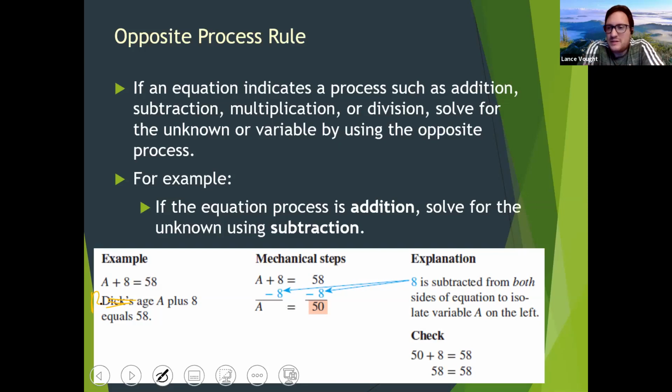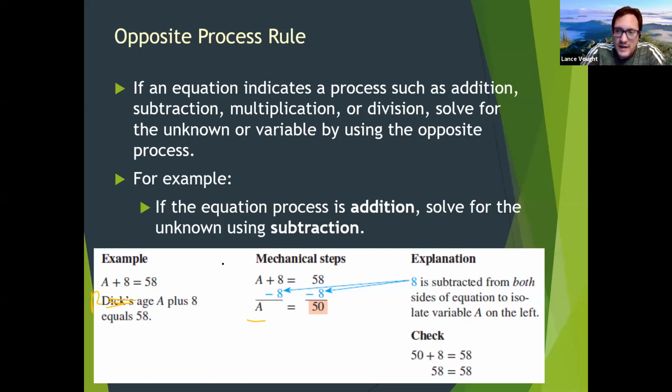So what the opposite process rule says is that if an equation is doing addition, you need to do subtraction. If a problem is doing multiplication, you need to do division. And if a problem is doing subtraction, you do addition. The reason you do that is so you can isolate the unknown variable by itself. So if A plus 8 equals 58, we need to add something to 8 to get 58. But in order to find the answer, we need to subtract 8 from both sides so we get A by itself.